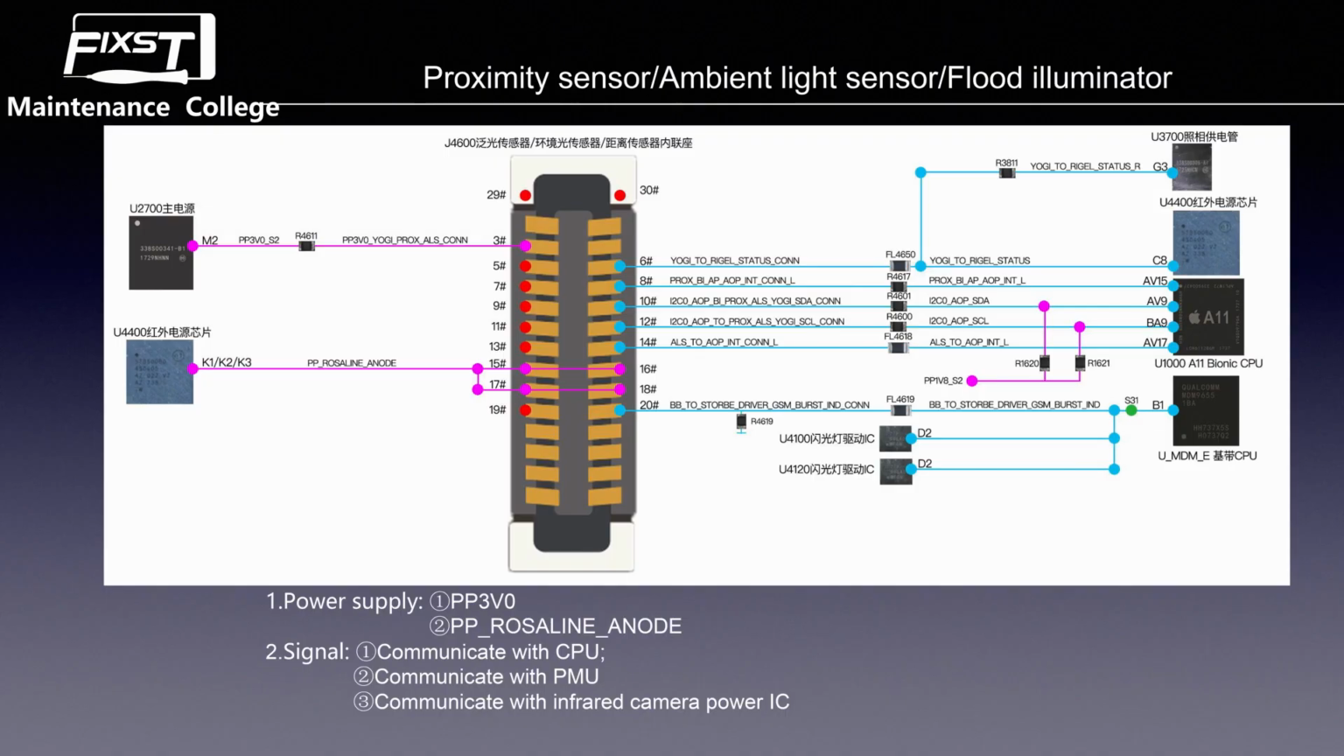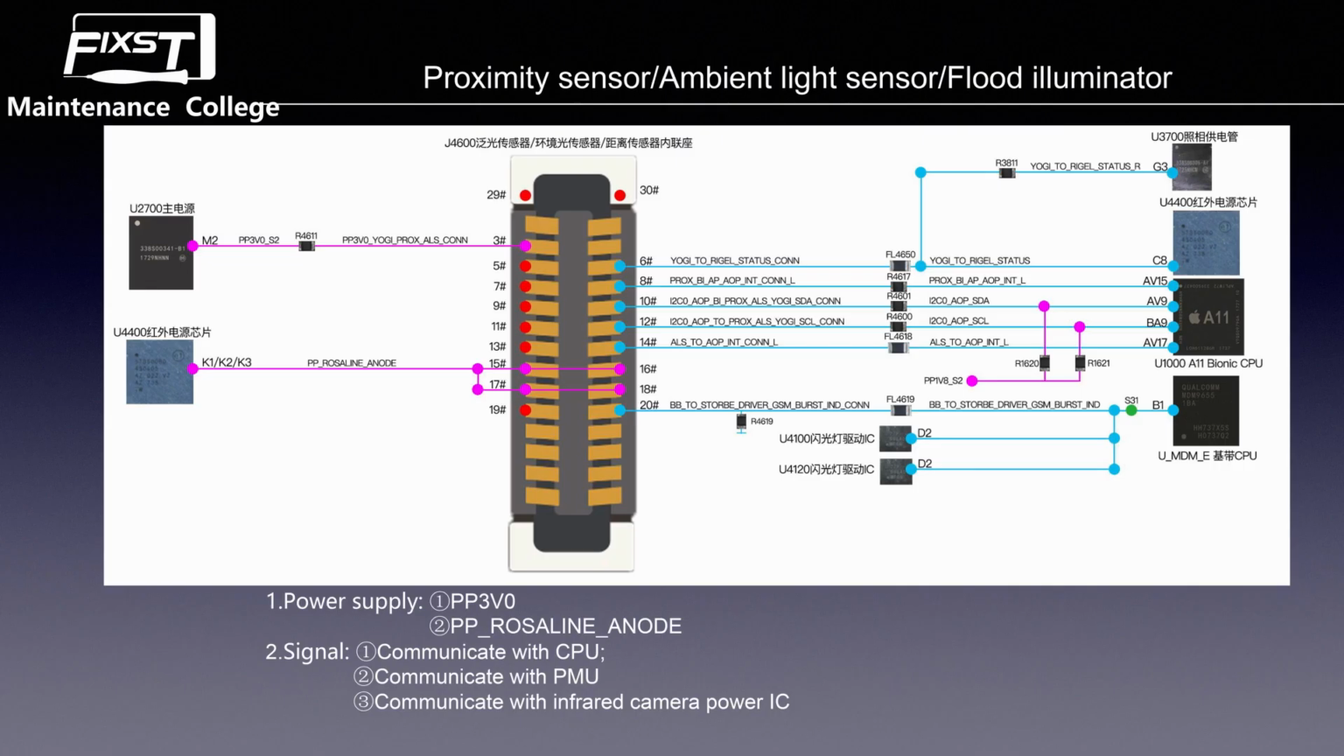The proximity sensor, the ambient light sensor, and the flood illuminator also have 2 working conditions: one is power, and the second is signal. Now we see the connector, the pin 10 and pin 12. These 2 pins are the I2C control bus sent out by the CPU to control those 3 sensors. And pin 14 is the interrupt signal from the ambient light sensor to the CPU. And pin 8 is the interrupt signal from the proximity sensor to the CPU.